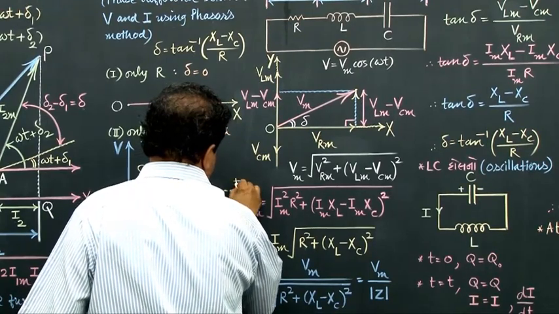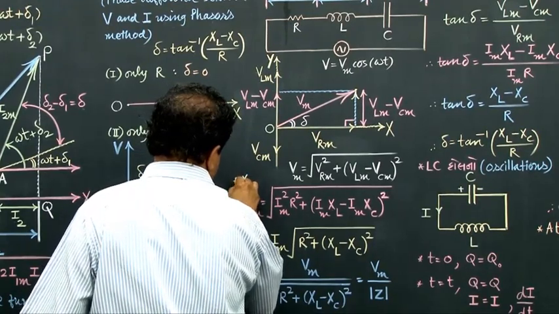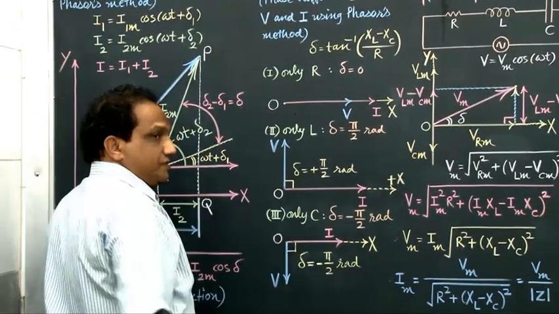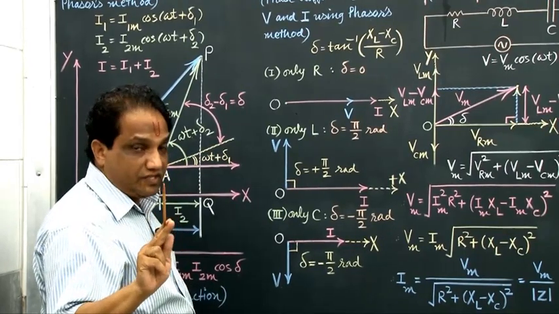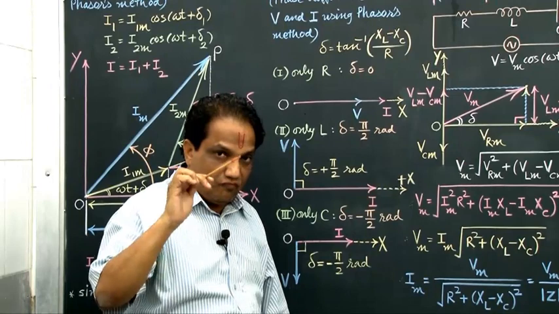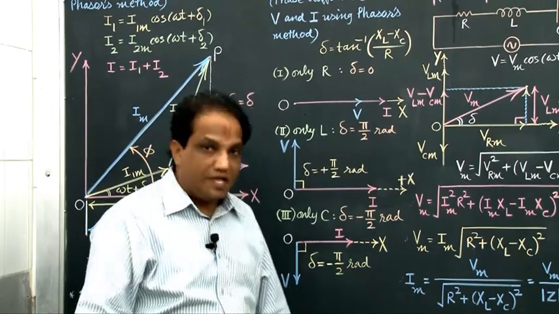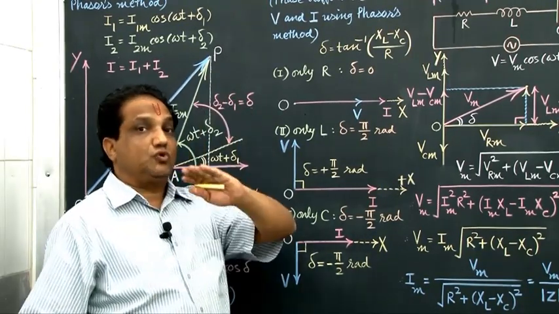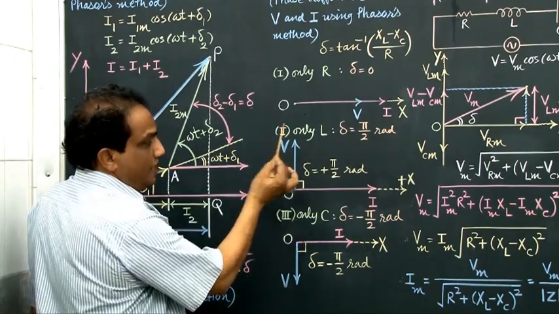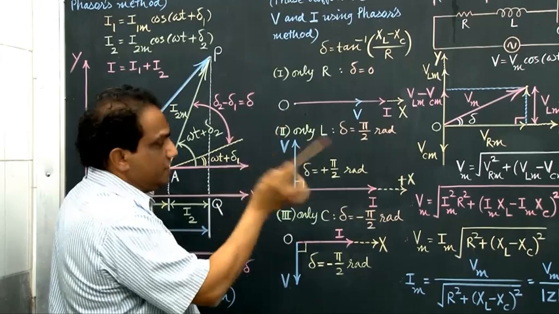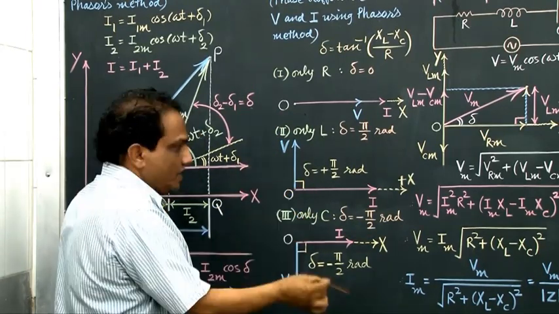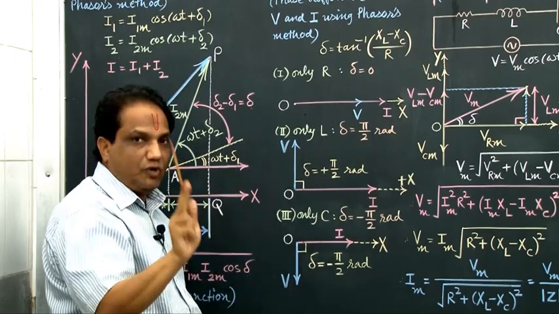This is the positive x-axis, and here voltage is leading in phase. If voltage is leading in phase, I told you whenever delta is positive, voltage is leading ahead in phase. At that time the voltage phasor should be shown higher. You should show the voltage phasor, with the current along the positive axis, such that this angle becomes plus pi by 2 radian. In the first quadrant that angle is positive.